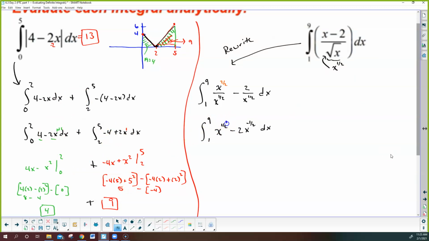What do I have to do? I have to add 1 to the exponent. Now notice I use that creative form of 1. So if I add 1 here, I get x to the 3/2. But if I put a 3/2 up top, I got to put the reciprocal out in front.